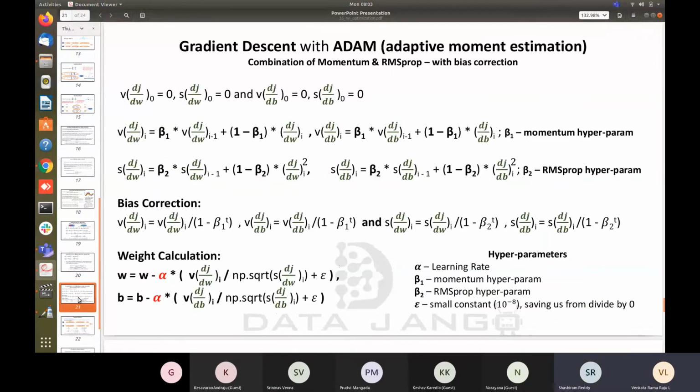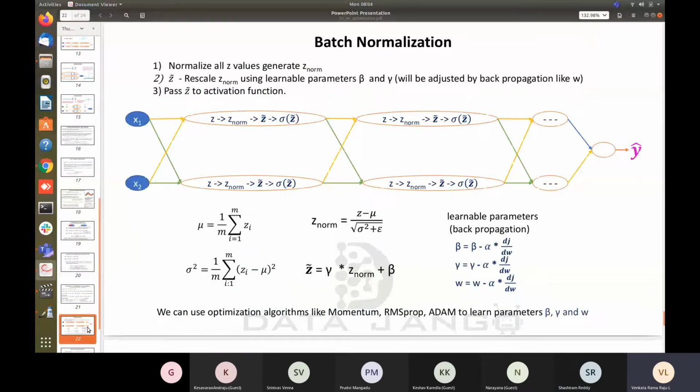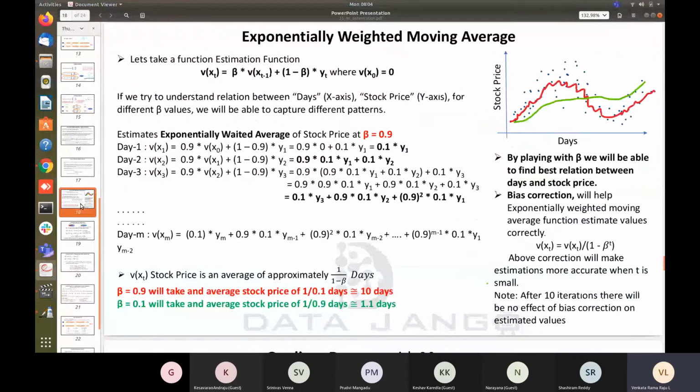What is that bias correction, sir? I'll come to that in batch normalization. Maybe I'll show code for this, maybe 5 or 10 minutes, and then I'll come to that. So there is bias correction, right? This 1 by 1 minus beta, I said 10 days, right? So let us look at it theoretically, and then I'll explain that. By playing with beta, we'll be able to find the best relation between days and stock price, that we understood. Bias correction is a concept, and this concept is used in batch normalization.